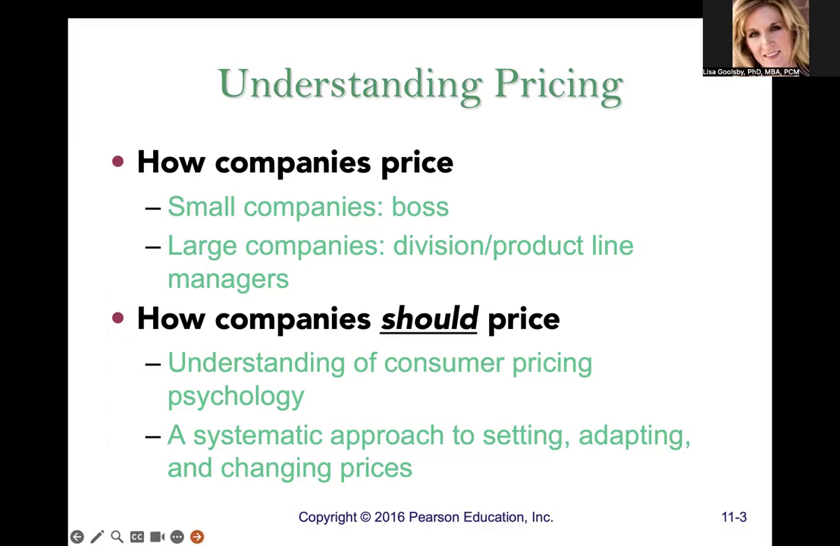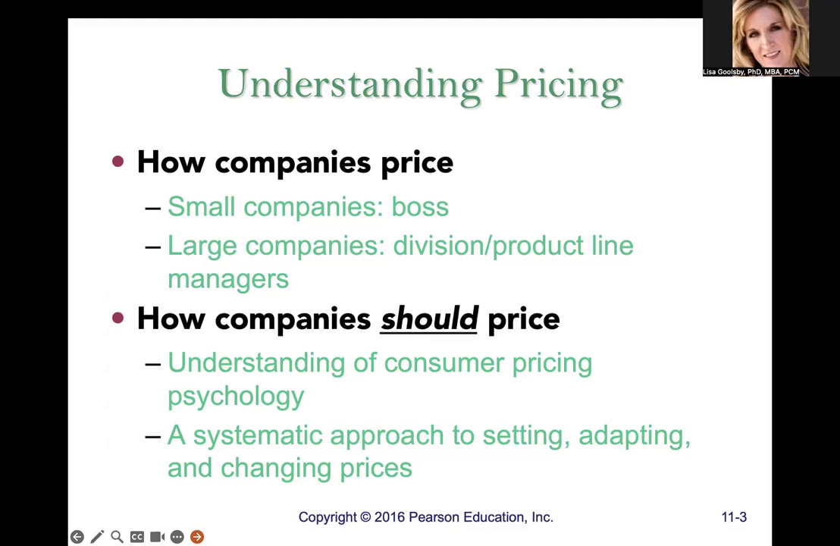So looking at how companies price things, small companies, usually the boss just prices the product. And I know that that's how it works for my coffee bar. I look and I do a lot of figuring my cost of goods. I look at my break-even points. I look at my margins. I look at what competitors are charging. I look at the economy and what's happening in the economy, and I end up setting those prices myself. When you have a larger company, you're going to have many people involved in pricing.